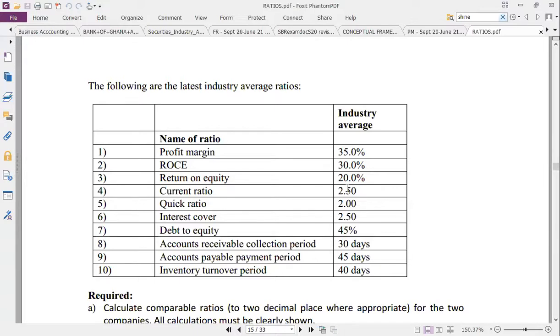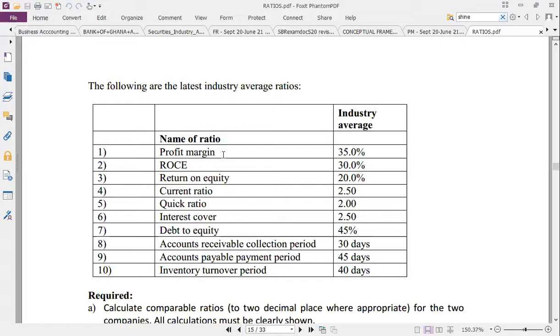That I'm calculating. So that means your first ratio is profit margin. Now the question is, which of the profits? There are so many profits. Gross profit, operating profit, what again?